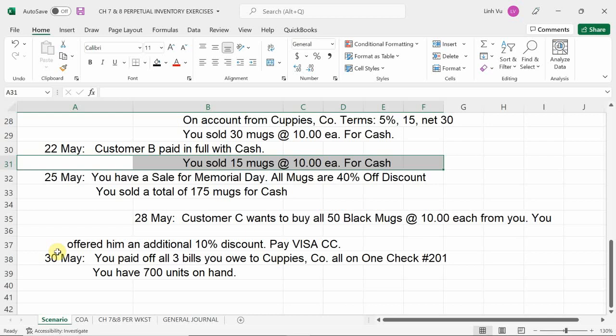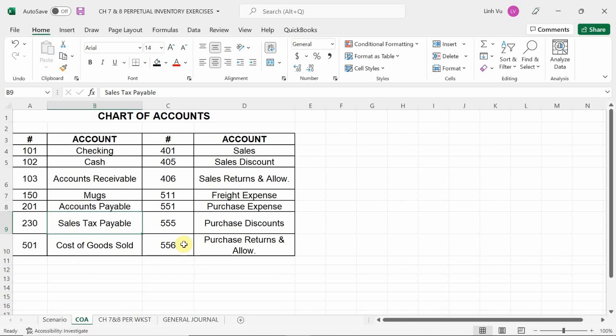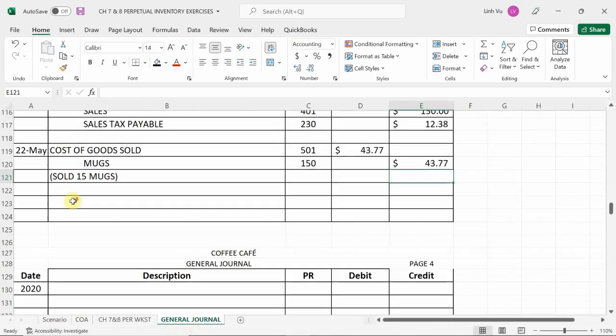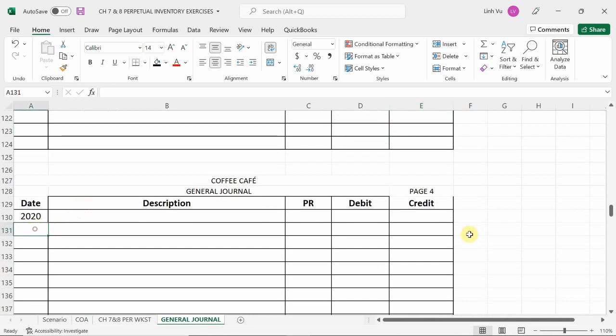So in this case, let's take a look at my chart of accounts. So in this case, what am I looking at? I'm looking at a sales discount for account number 405. Okay. So how does this work? Let's go ahead and plug this into our journal.